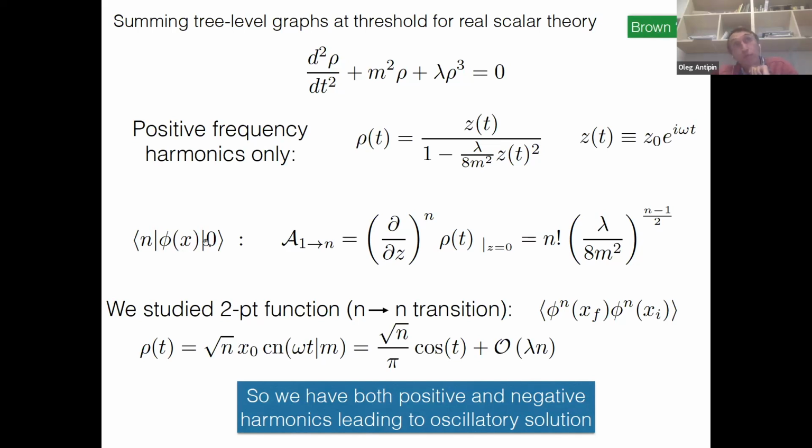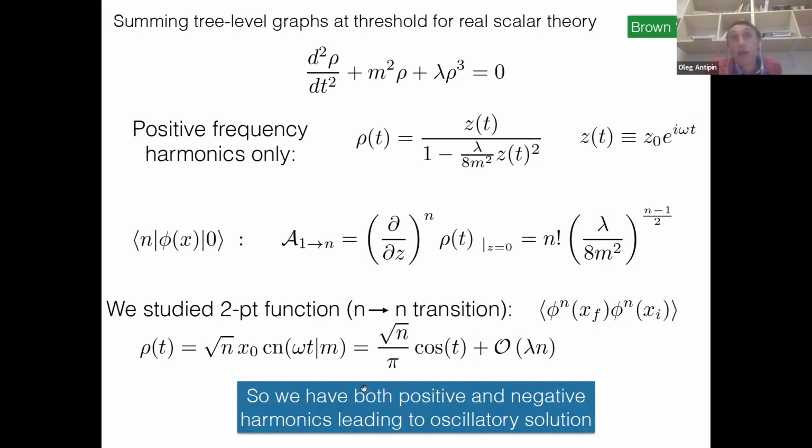But this is the amplitude from 1 to n, as I said. It's this matrix element: the field creates n particles. We studied the 2-point function in the conformal setup, right? So, if you want, in this language we do an n-to-n transition. We have n particles here and here, right? It's a 2-point correlator, but it's also a real scalar. It's exactly the same. In addition, of course, we have to assume a CFT, but this is a nuisance. Because of this n-to-n transition, this solution is different. We have oscillations, which means we have positive and negative frequency harmonics. That's why it's different from this solution.